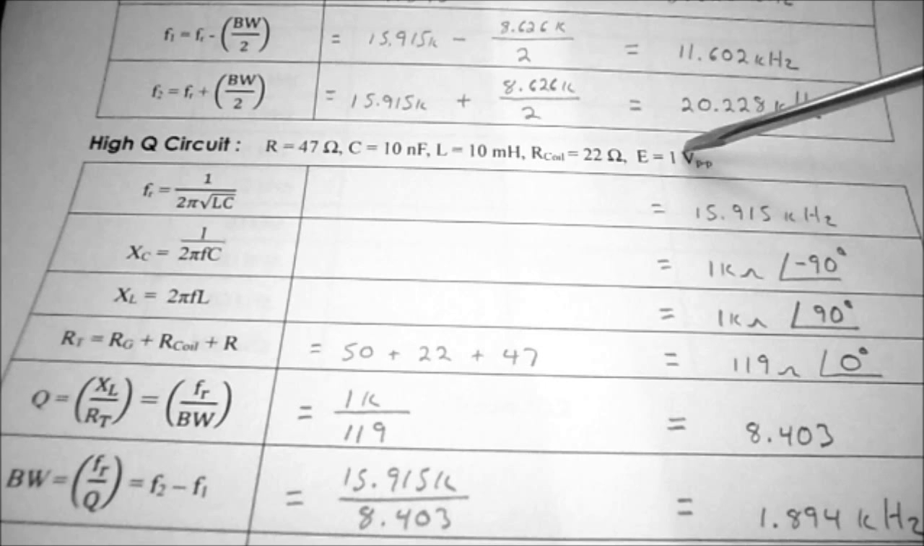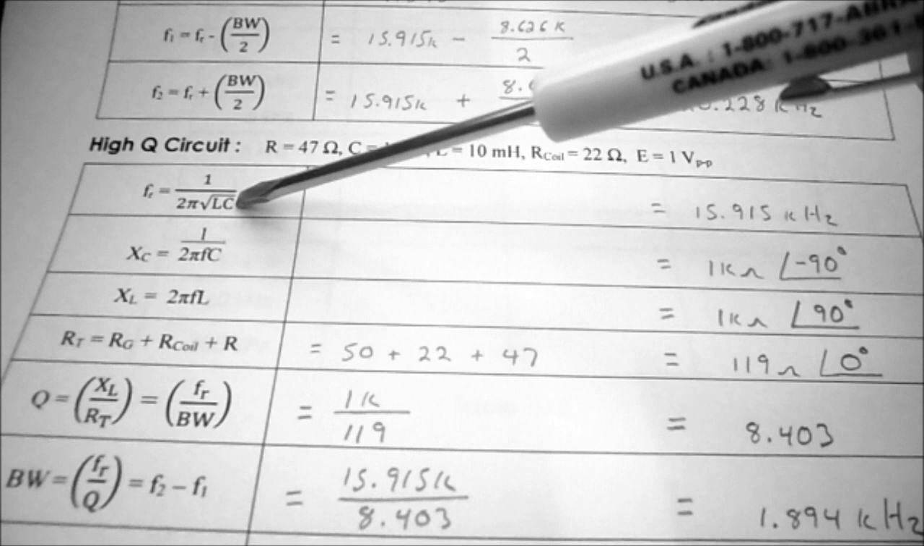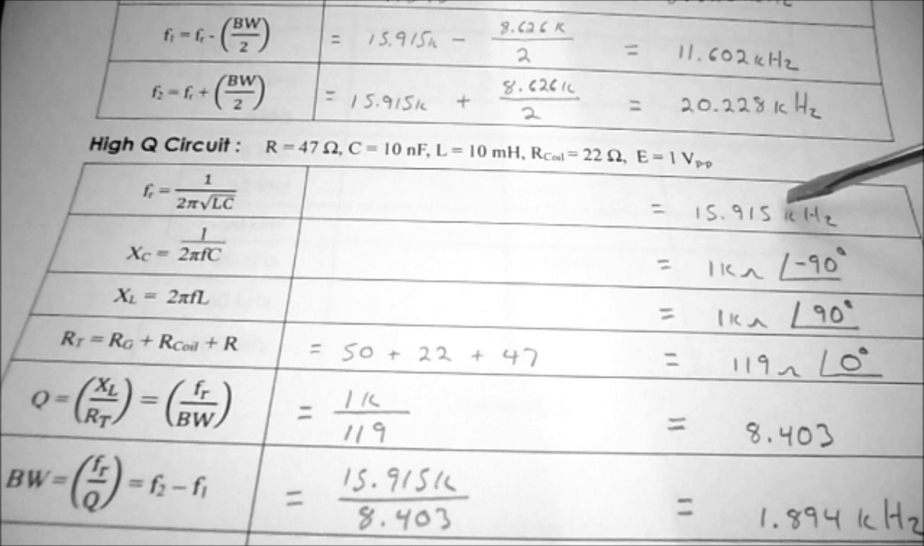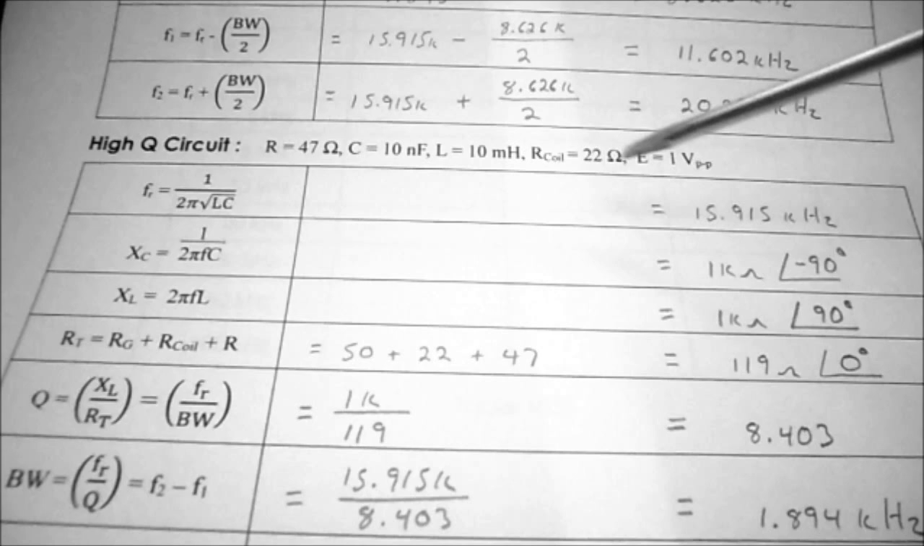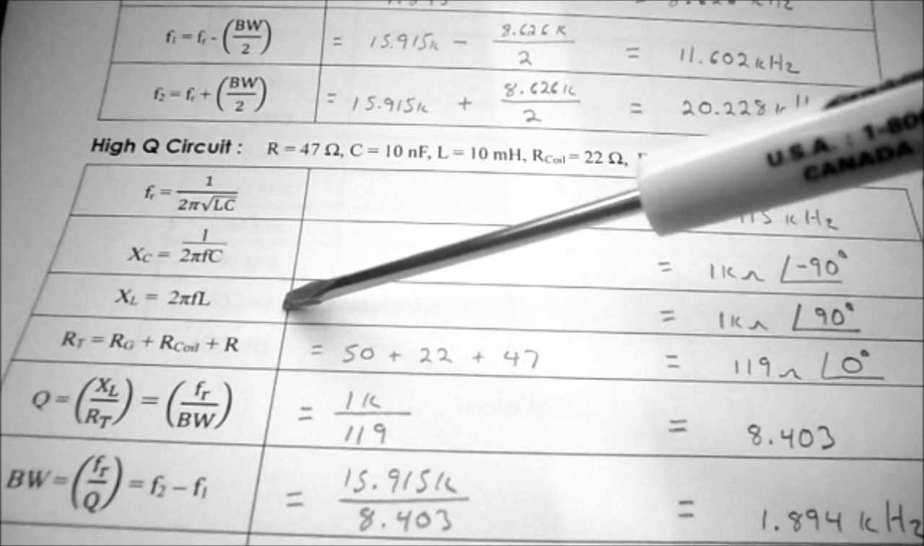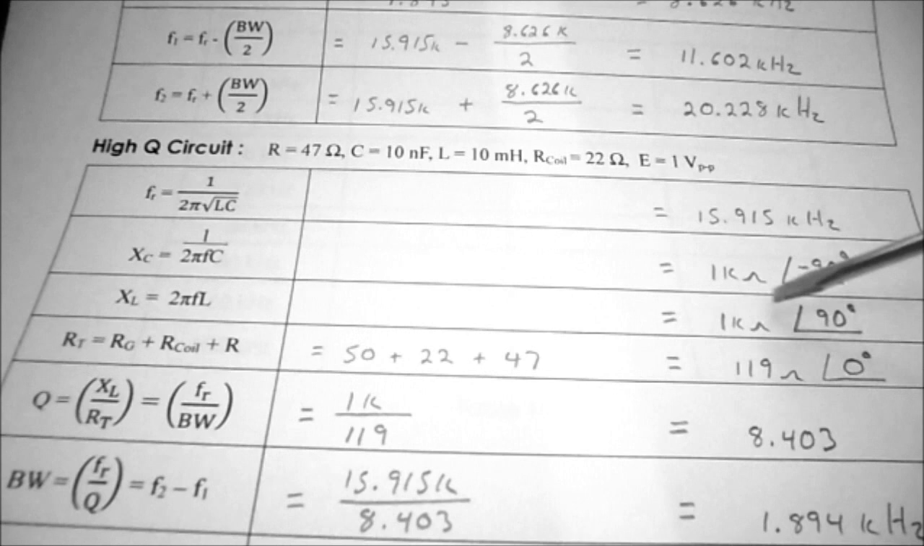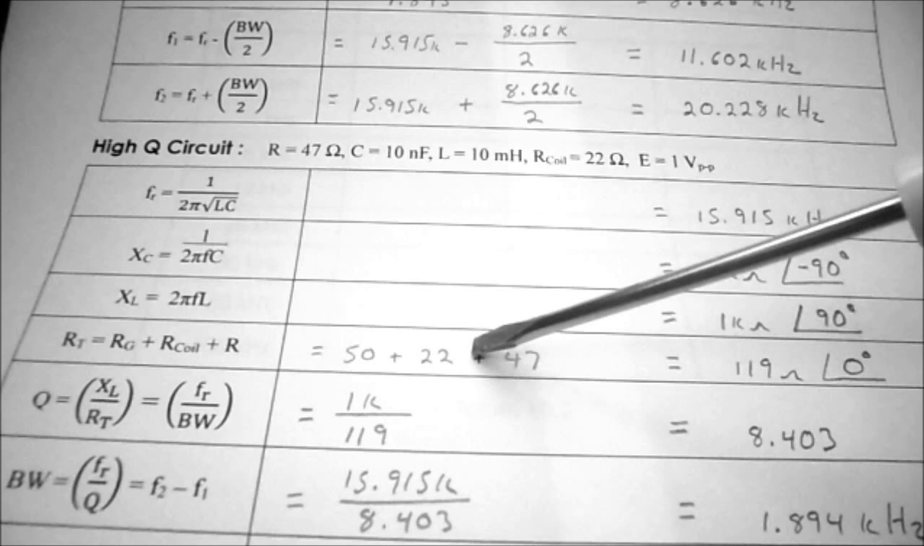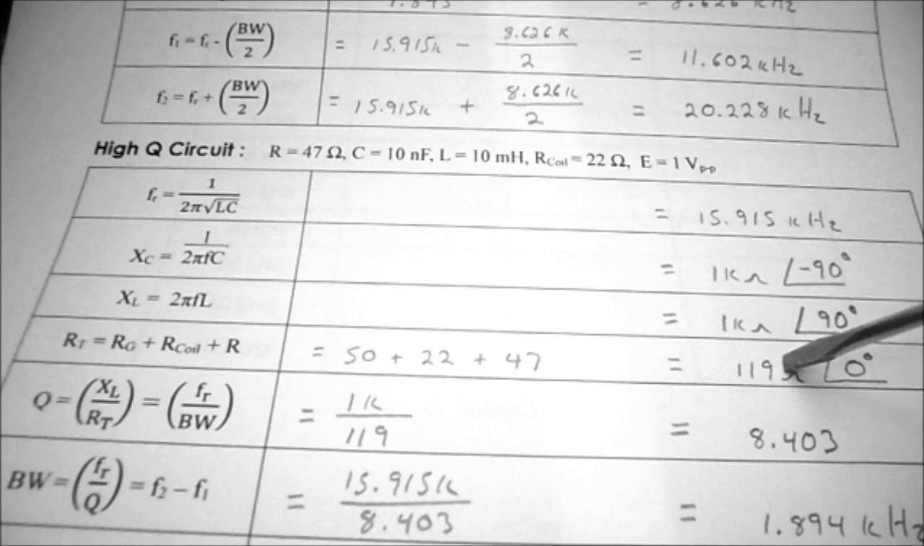So our resonant frequency does not use resistor value, so it's going to remain at 15.915 kilohertz. XC doesn't refer to resistance, so it remains at 1 kilo ohm at minus 90 degrees. XL, I've rounded up to 1 kilohertz at plus 90 degrees. RT is now equal to 50 plus 22 plus the 47 ohm resistor, and that works out to 119 ohms at an angle of 0 degrees.